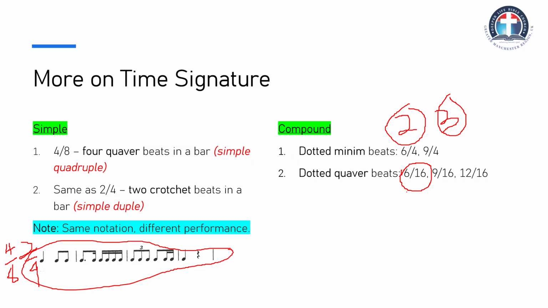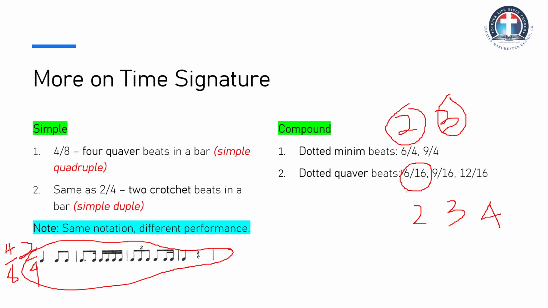You can divide them into three semiquavers and three semiquavers. These three semiquavers in this group will form one dotted quaver, then another three semiquavers in this group will form another dotted quaver. That gives you two dotted quavers in a bar. In that same principle, this gives you three dotted quavers in a bar, and this gives you four dotted quavers in a bar.